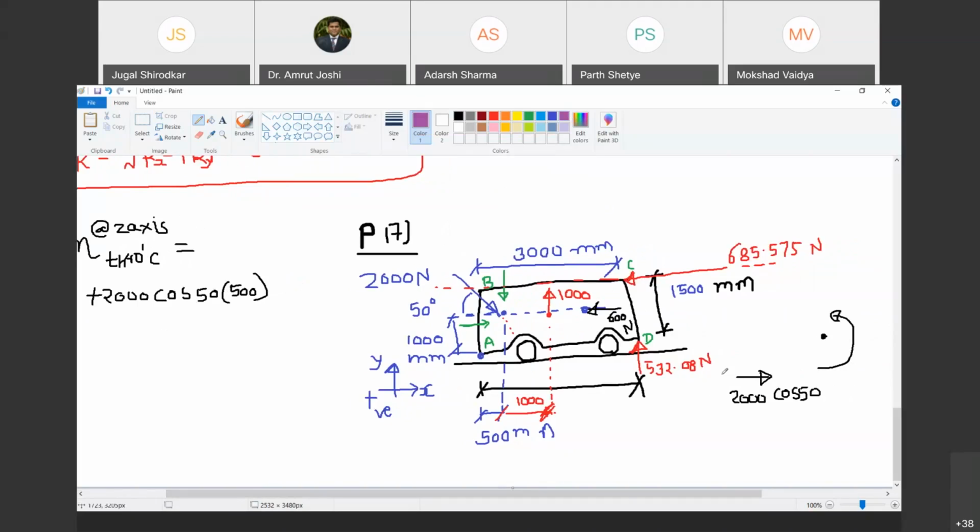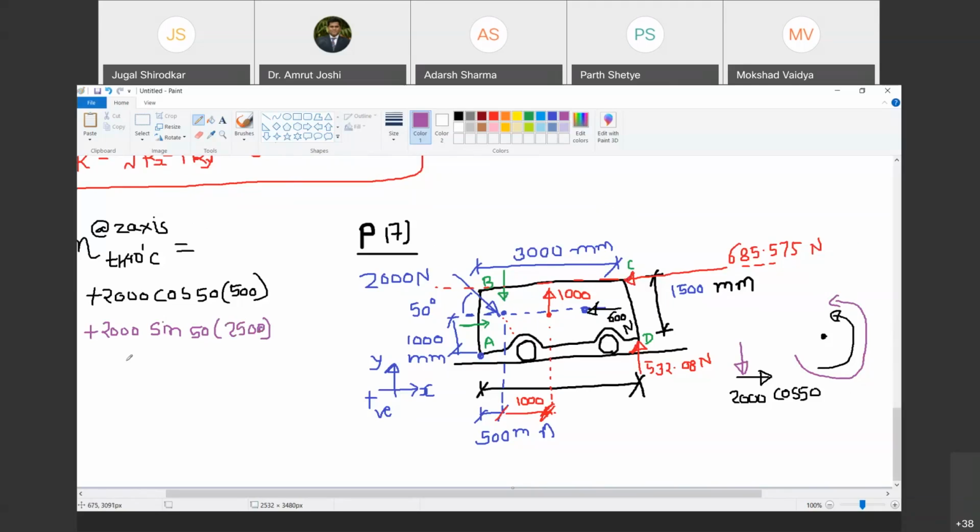Where will it act? It is going to act at this point, and it is also going to produce an anti-clockwise moment. So I will write down plus 2000 sin 50 into, now what will the distance be? Now it is a vertical force, so we have to take its horizontal distance. So 1000, 250, 2500. Are you with me?